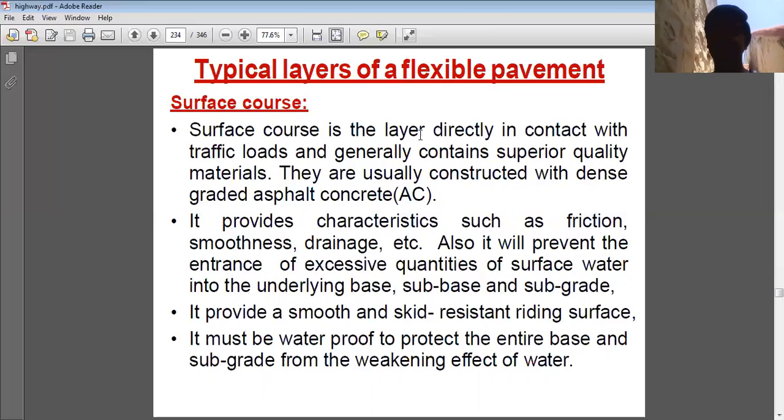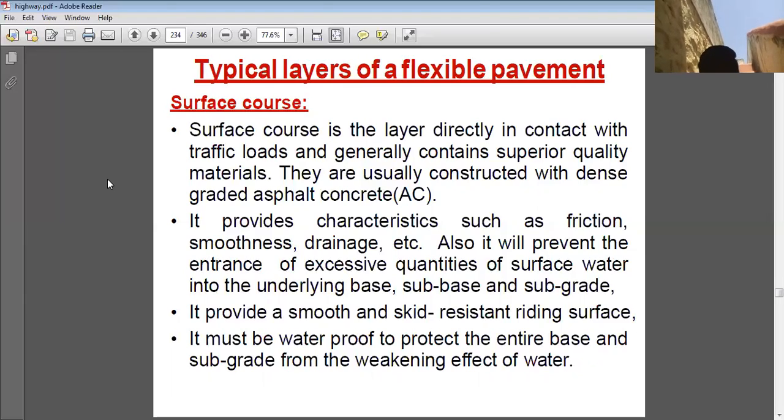Surface course is the layer directly in contact with surface loads and generally contains superior quality materials. They are usually constructed with dense graded asphalt concrete. It provides characteristics such as friction, smoothness, drainage, etc. It provides friction against the different vehicle loads, smoothness to the movement of traffic, and drainage is provided. It will give easy drainage. It will prevent the entrance of excessive quantities of surface water into the underlying base, subbase, and subgrade.